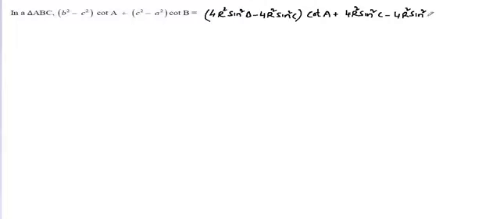In triangle ABC, b square minus c square into cot a plus c square minus a square into cot b. Applying sine rule, b square is 4r square sine square b, c square is 4r square sine square c, into cot a plus c square, that is 4r square sine square c, minus a square, that is 4r square sine square a, into cot b.